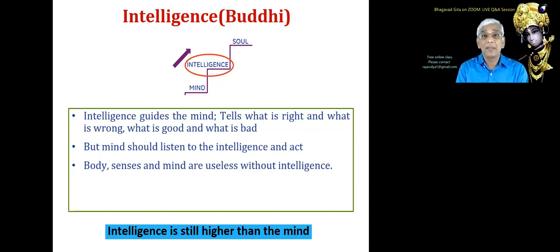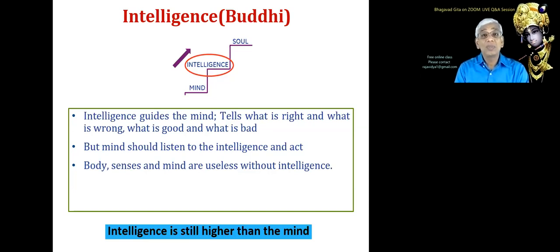Adi-antavantah kaunteya. Adi and anta, beginning and end. Na tesu ramate budhah. Budha means intelligent. A person who is intelligent does not participate in this cheap material sense enjoyment. Na tesu ramate budhah. So if we have intelligence, then we will not do like that.